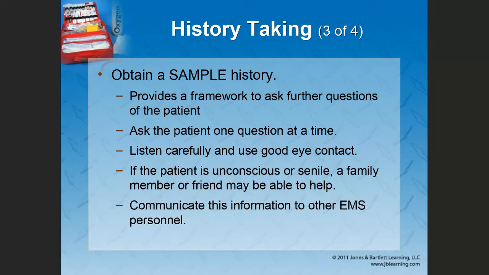Ask the patient one question at a time and listen to the patient. Listen carefully and use good eye contact. And as a patient gives you important information, if you need to jot down something, write it down. If the patient is unconscious or senile, a family member or friend may be able to help. So if you can't get the information from the patient, what kind of information can you get from family or bystanders or the scene? Communicate this information to other EMS personnel.